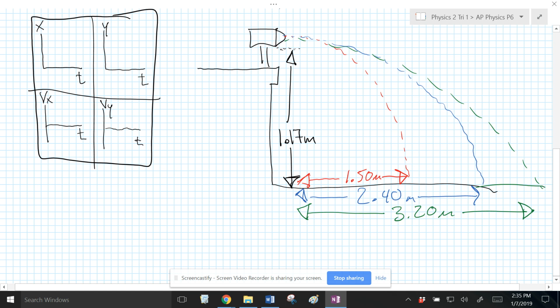All right. So low is 1.5, medium is 2.4, high is 3.2. Think about where those numbers will show up on your graphs, and can you figure out as much as possible quantitatively? What numbers are going to show up this year?